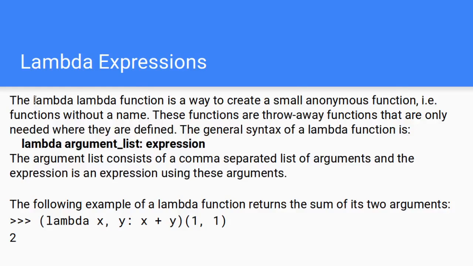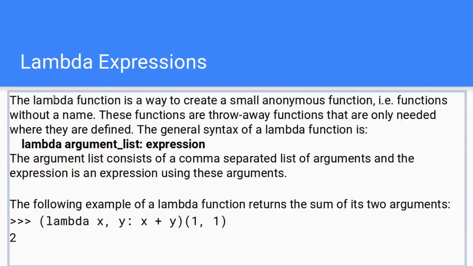Lambda functions. The lambda function is a way to create a small anonymous function, in other words, a function without a name. These functions are throwaway functions that are only needed where they are defined. The general syntax is the keyword lambda, followed by an argument list, a colon, and an expression. So let's take a look.